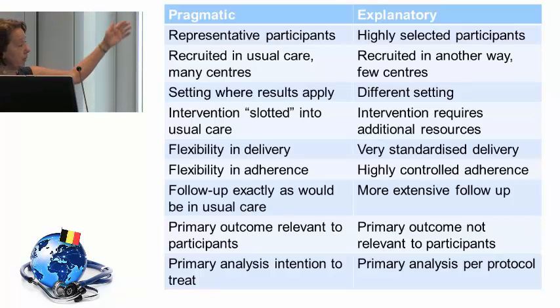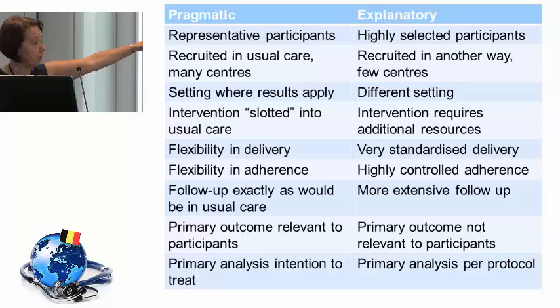If we move down a little bit further to settings, so in a pragmatic trial, the setting is key because we're trying to assess what will happen if we put this intervention into the real world. We want the setting to be the setting where the results will apply and where the intervention will eventually be used. In an explanatory trial, we're not so concerned about the setting. What we're more concerned about is that the conditions of the trial are very tightly controlled so we can get the right answer about the biological processes or whatever the processes are that we're interested in.